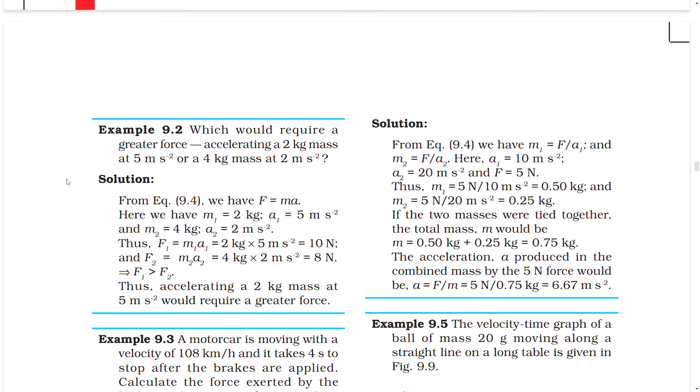Thus F1 equals m1 a1 equals 2 kg into 5 meter per second square equals 10 Newton, and F2 equals m2 a2 equals 4 kg into 2 meter per second square equals 8 Newton. This implies that F1 is greater than F2, thus accelerating a 2 kg mass at 5 meter per second square would require a greater force.